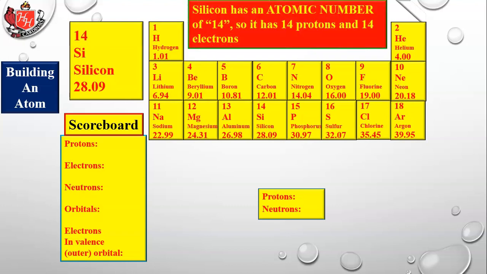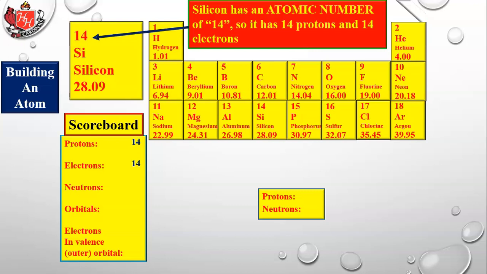So here goes. Silicon has an atomic number of 14. That means that's the number of protons. That's what defines it as silicon. So it has 14 protons, and if it's electrically neutral, and all atoms are born electrically neutral, it will have 14 electrons. Same number of protons positive as electrons negative. So that's this number right here. So we can fill in our scoreboard with 14 and 14. The atomic number tells us in an electrically neutral atom how many protons and therefore how many electrons.